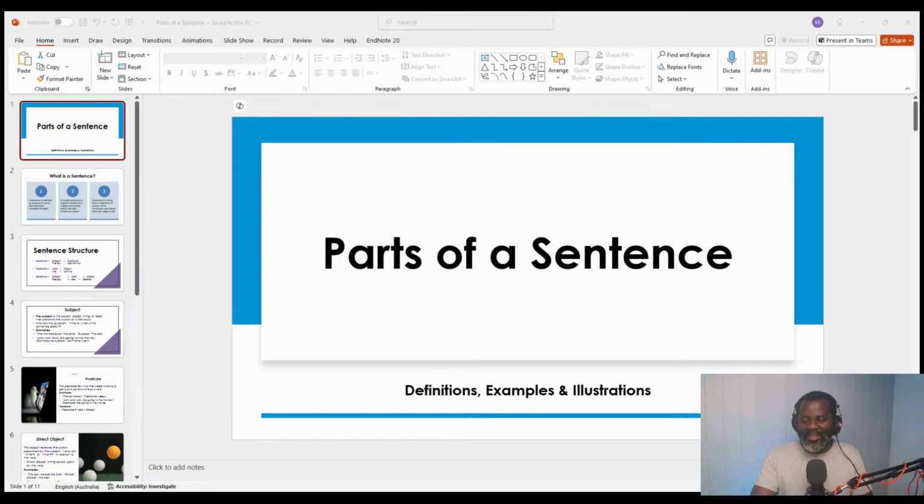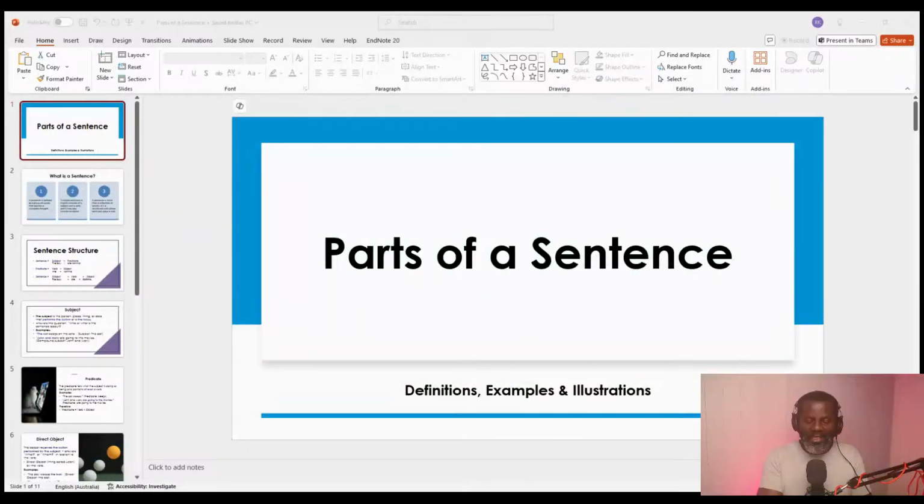So a sentence is more than just a collection of words. It's a structured unit where each part plays a role. All the parts that we are going to look at play a role in making a sentence. Okay, let's look at the structure of a sentence. A sentence, as we have mentioned, is made up of a subject.